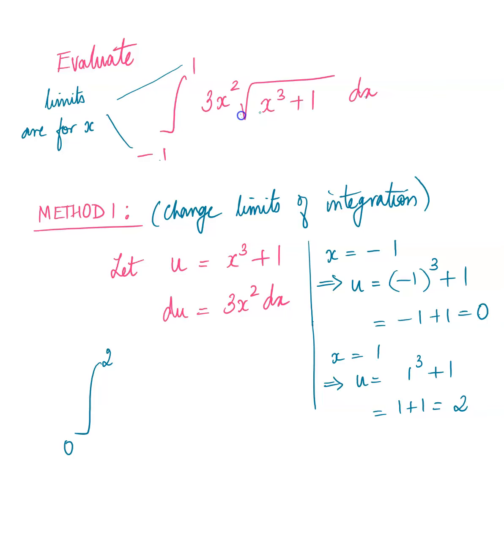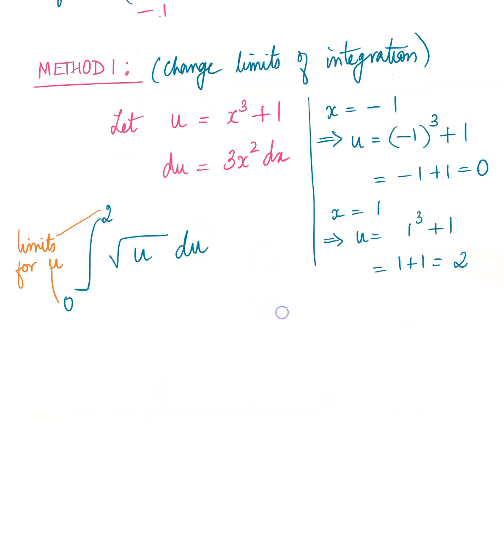I'm first substituting for the square root, so it's the square root of u du. These are limits for u. The benefit of this method is that you don't have to go back to replace the u with the x. So the integral from 0 to 2 of u to the power half du is u to the power 3 over 2, over 3 over 2. You don't do the plus c. Instead, you apply the new limits 0 to 2.